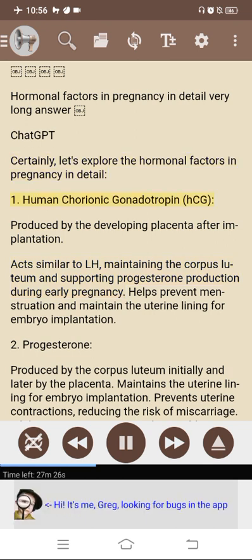1. Human chorionic gonadotropin (HCG). Produced by the developing placenta after implantation. Acts similar to LH, maintaining the corpus luteum and supporting progesterone production during early pregnancy. Helps prevent menstruation and maintain the uterine lining for embryo implantation.